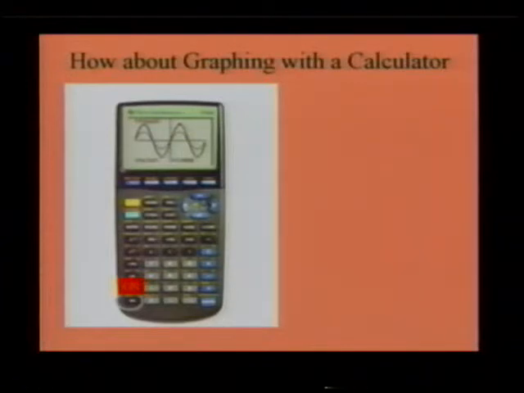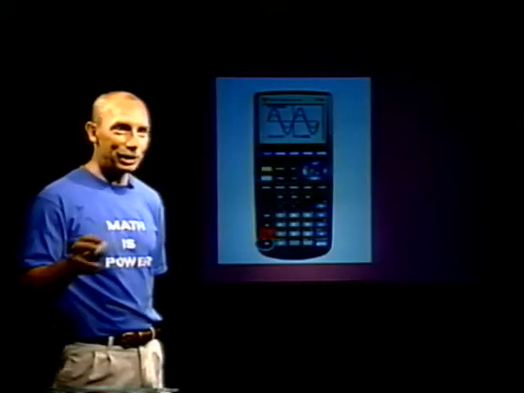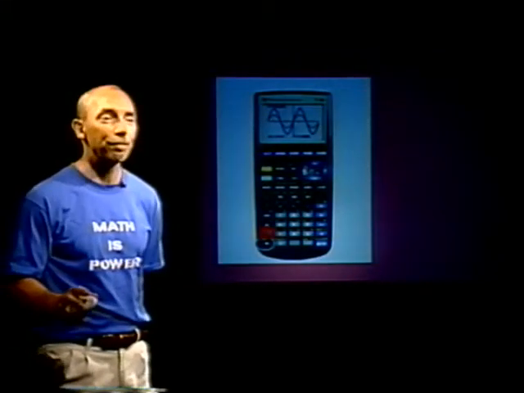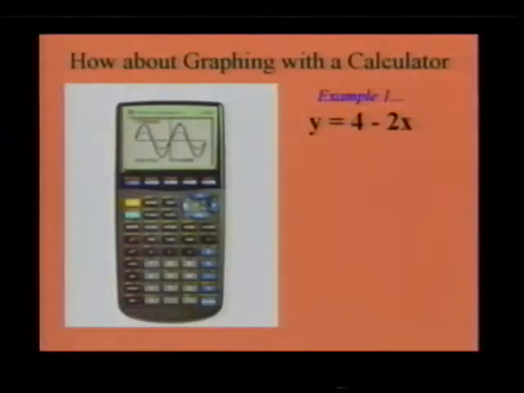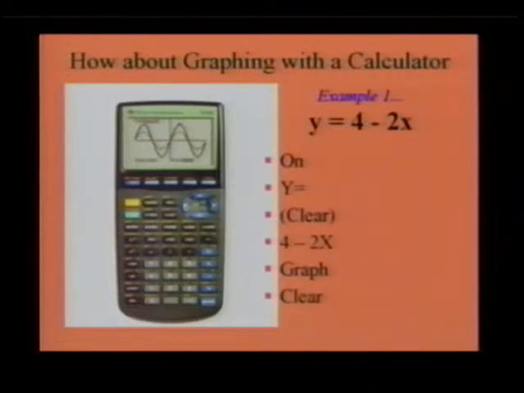Okay? Now basically, to graph these things, which you're not required to do in this class, but you can use it as a check, we'll give you an example. We're going to turn it on. I'm going to hit y equals. I'm going to clear out what's there. I'm going to type in the equation that it's equal to, and I'm going to hit graph. And once I see the graph, I can get rid of the graph by clear. Let's try it using the calculator.